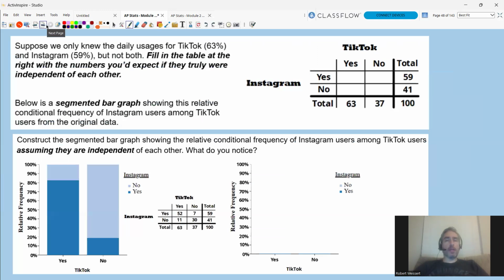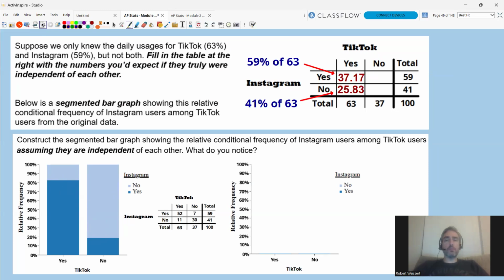Another way to look at independence is thinking about what a segmented bar graph might look like if they were truly independent of each other. Now, as you can see, there is a relationship here. In fact, the percentage of TikTok users who use Instagram is pretty high, and the percentage of non-TikTok users who use Instagram is pretty low. But if they were truly independent, what would this table look like? How could you get these numbers here?